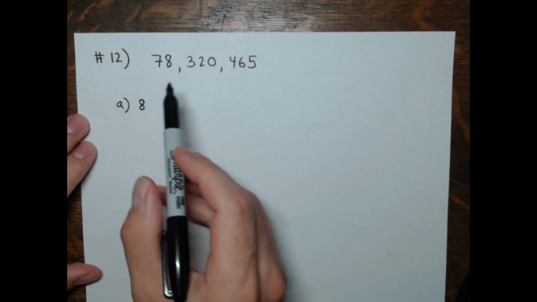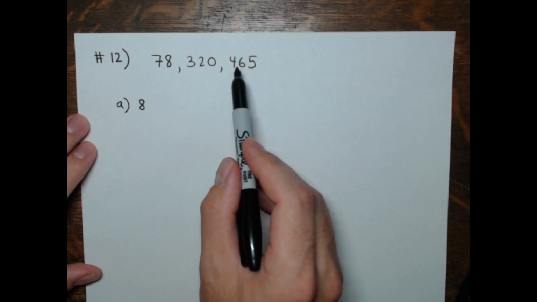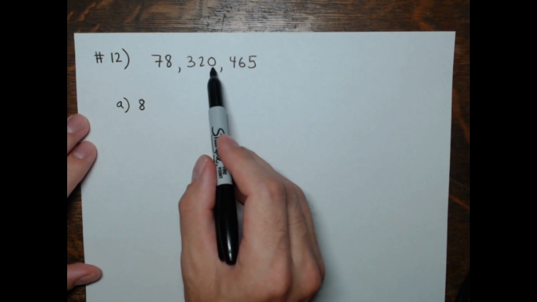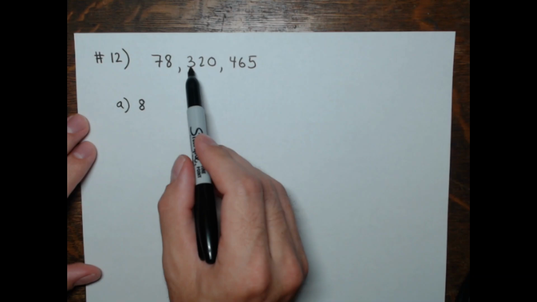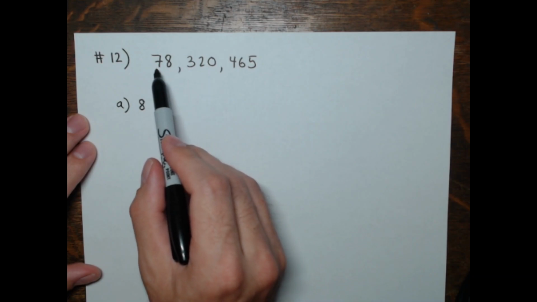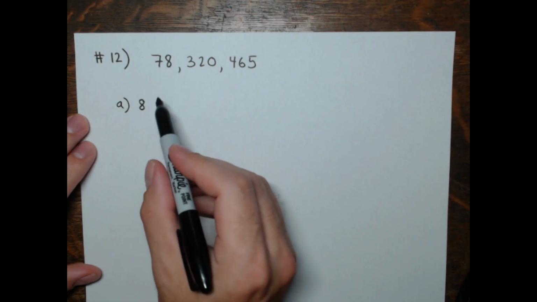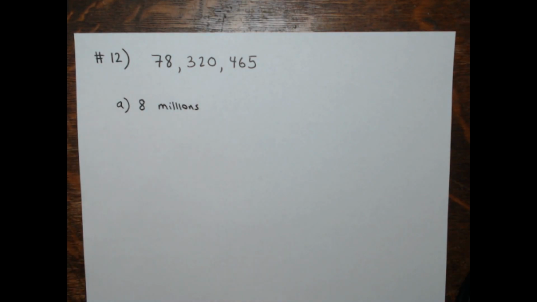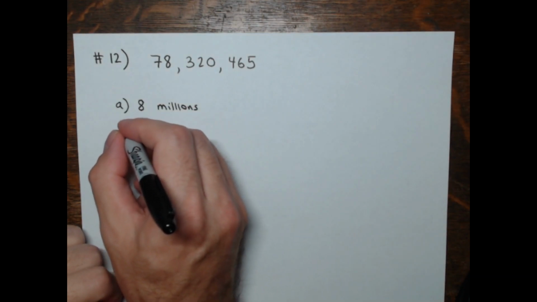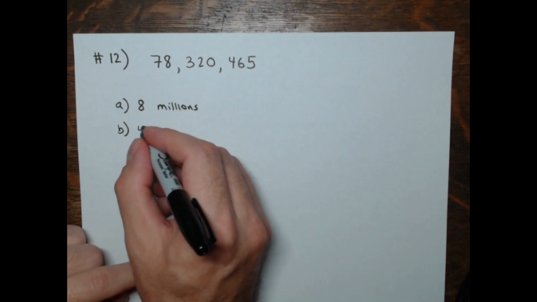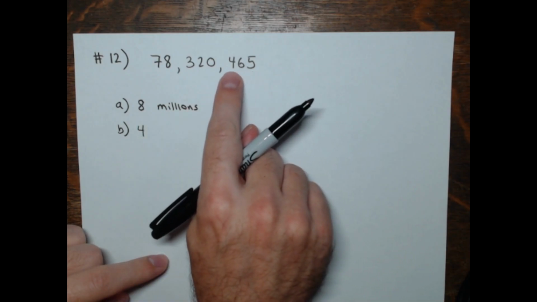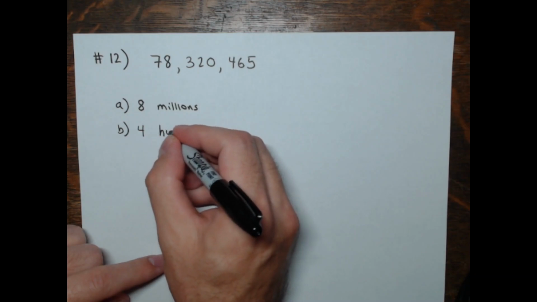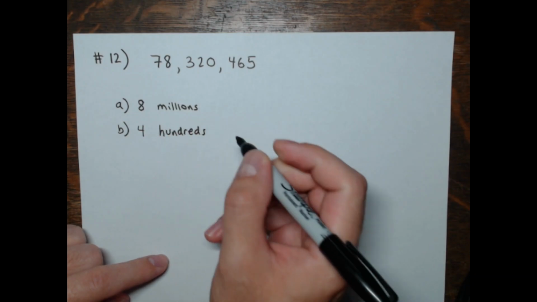All right, so part A, the digit 8, again, is ones, tens, hundreds, thousands, 10,000s, 100,000s, millions, 10 millions, right? So 8 is in the millions place. So that would represent a value of 8 million in this number. Part B, the digit 4 is in the hundreds place, right? That is a value of 400 in this number.